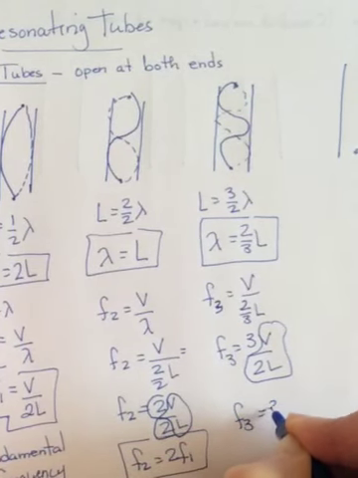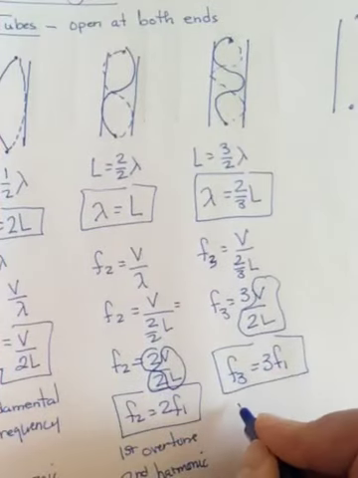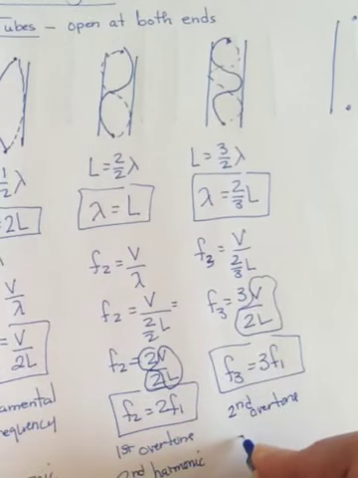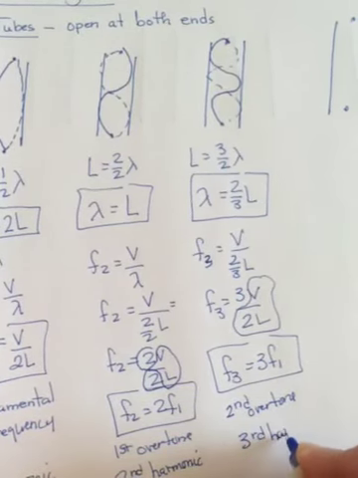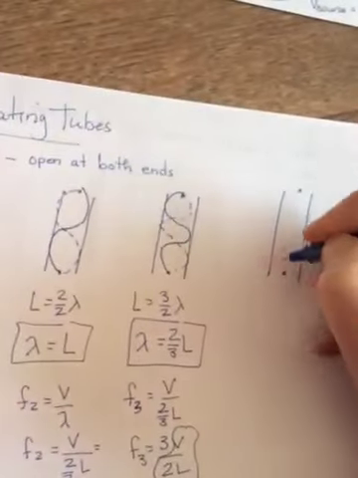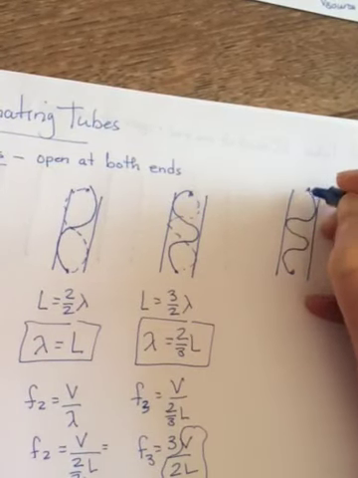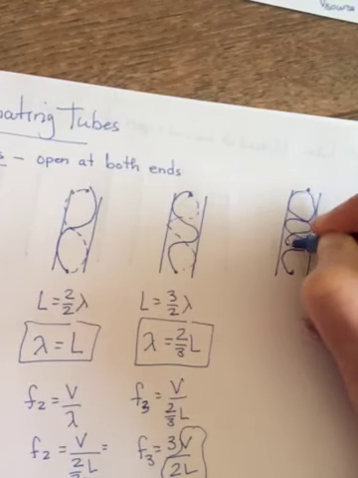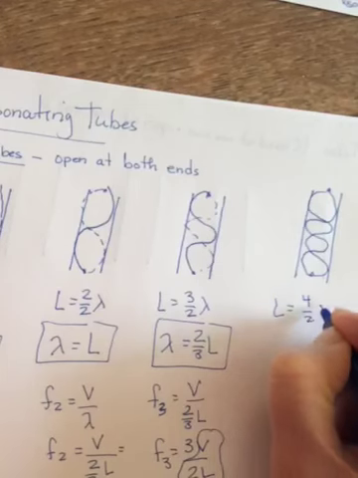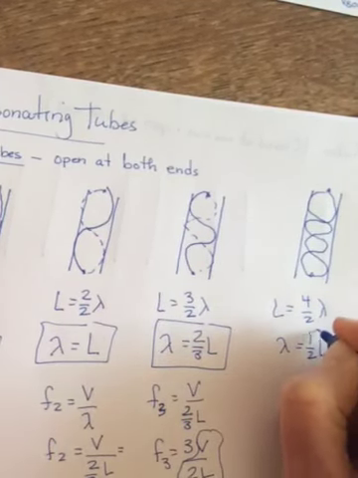F3 is just equal to 3 times F1. For the second harmonic, or excuse me, second overtone, third harmonic. Anyone want to take a guess at what the fourth harmonic is going to equal? Add another half wavelength. So each time we're just adding a half wavelength. Whoops, I should have made that one dotted. And so L is equal to 4 over 2 lambda. So lambda is equal to 1/2 L.